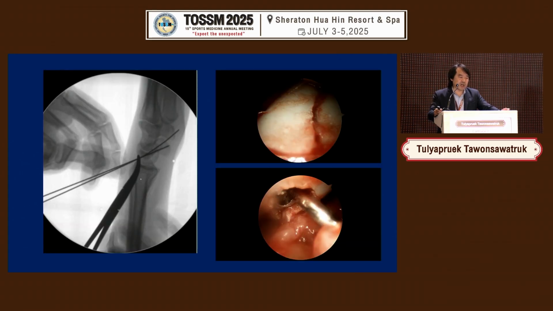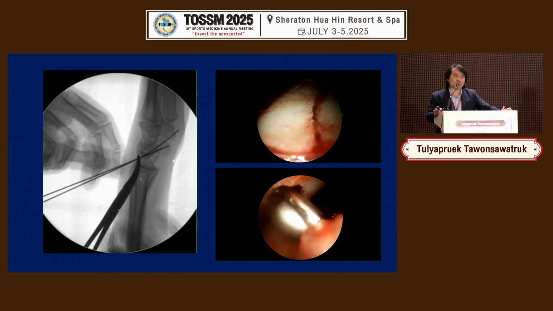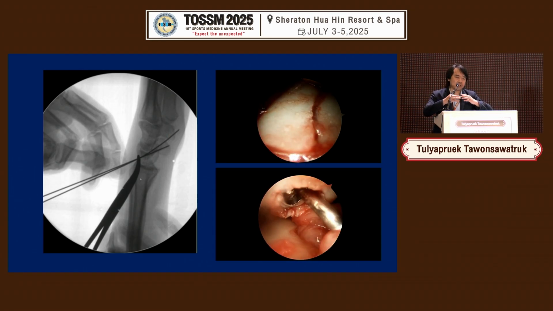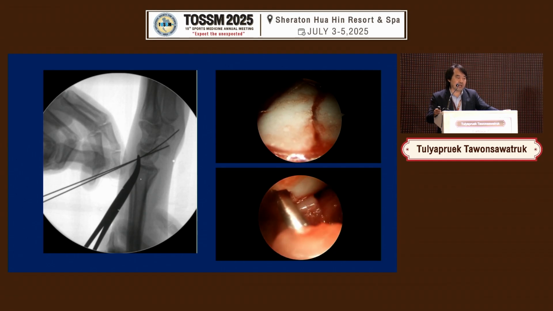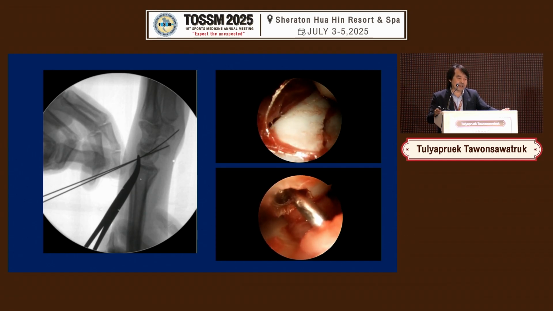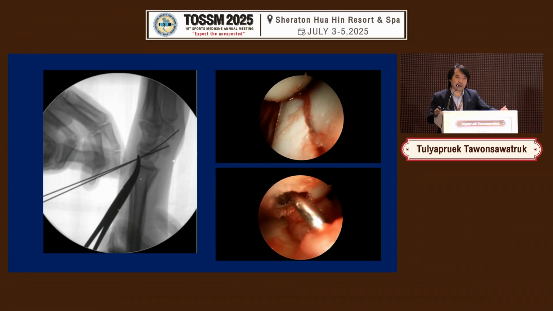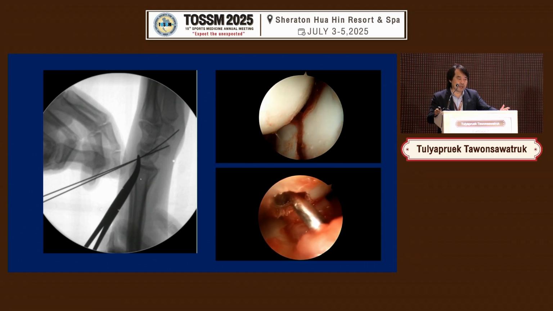So this is one of the cases that we do for scaphoid as well. In scaphoid management, you have to make absolute stability, make the cartilage, the joint surface, with no stepping. So we can check the cartilage with arthroscopy and fix the screw at the joint from the wrist joint. This is one of my cases.